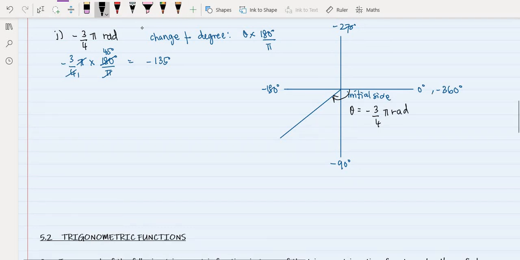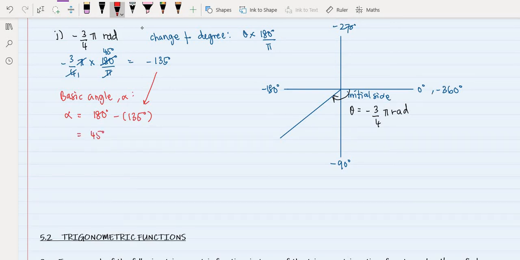And as for my alpha, how do we find our alpha, our basic angle in the third quadrant? So alpha is equal to 180 degrees minus 135 degrees. We just take the value without the negative sign. So I will have here 45 degrees.